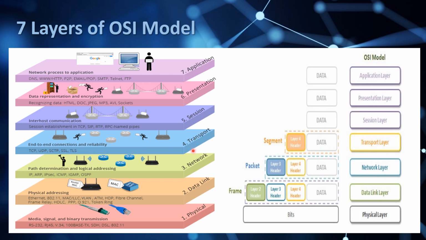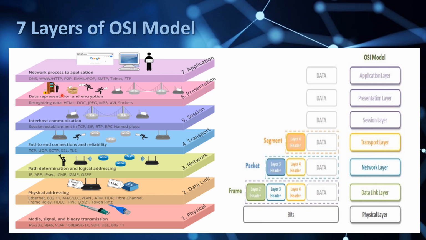In the transport layer, it's the end-to-end connection and reliable delivery, not only to the destination, but to the exact process running on the device. For this, we use TCP, UDP, SSL, TLS. TLS is Transport Layer Security, which is an advanced version of SSL. In the session layer, the main responsibility is to establish the session, maintain the session, and terminate the session. For this, we use RTP and RPC for communication.